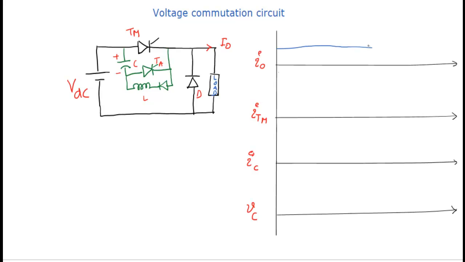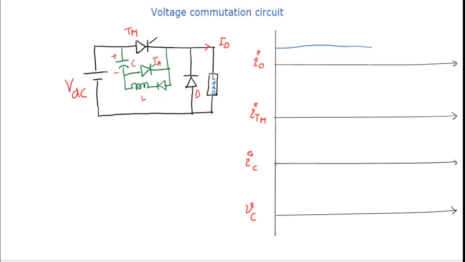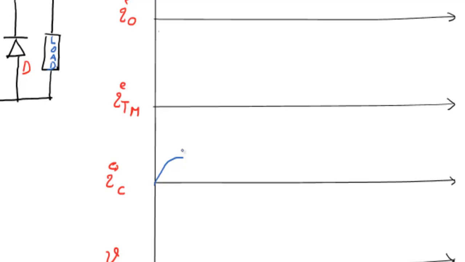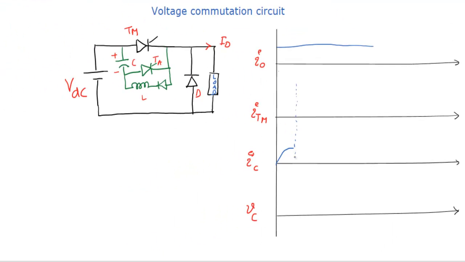This constant load current is flowing through the main thyristor, which we assume is turned on at t equal to 0. Once it is turned on, obviously this load current will be flowing through it, and as I told you, the tank circuit current will follow a sine wave. That means it will start from 0 and then reach the maximum value. Here the voltage across the capacitor will follow the cosine wave, as we discussed in the tank circuit equations. That means it will start from VDC and then follow the cosine wave. This is VDC. Now the current reaches the maximum value, that is IC max, ICM.